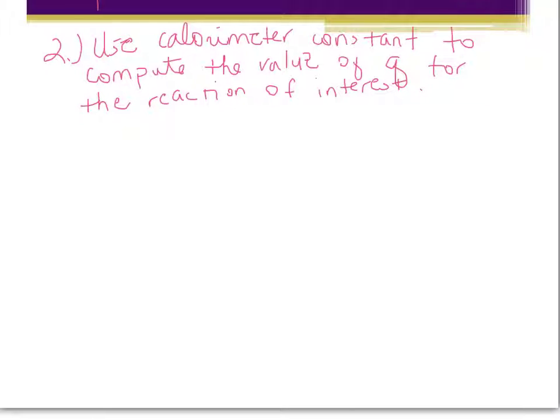So we've got step 1, where we measure the calorimeter constant. Step 2, it's difficult to read when I have to write a lot on the slides. I do apologize for not having this already printed. But step 2 is use the calorimeter constant to compute the value of Q for a reaction of interest. In order for this to make sense, we're just going to take an example.